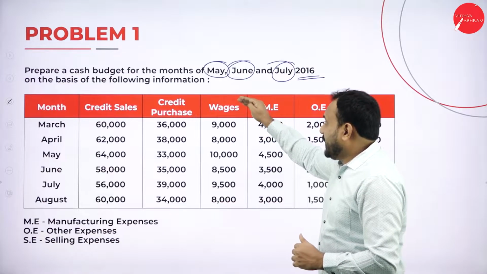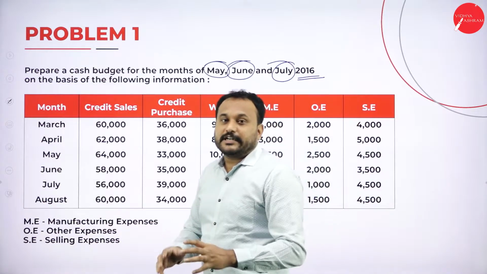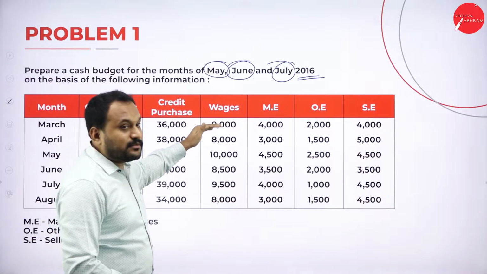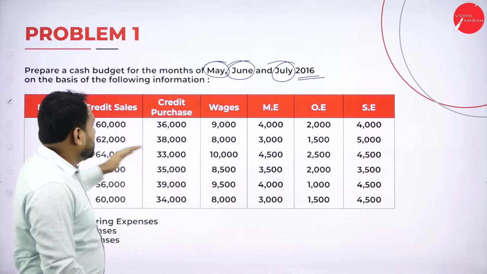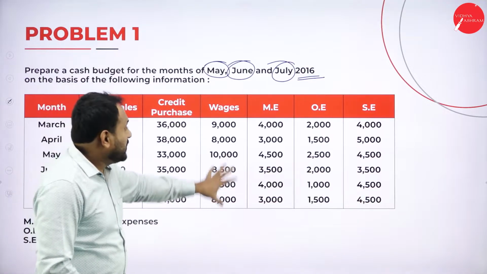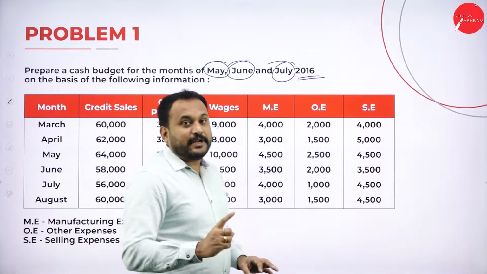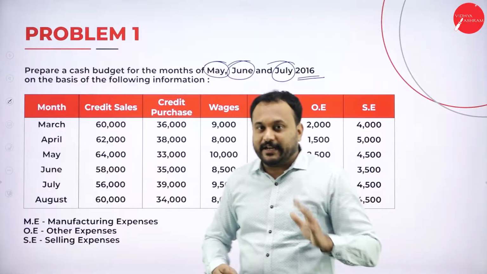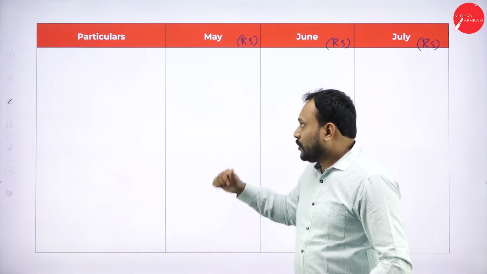Next thing is wages. Now my people have worked and I'm supposed to pay them wages. I have paid 9,000 in the month of March. April is 8,100, then 8,500, 9,500 and 8,000. But I need to check the adjustment. What was the month when I have paid it? So let's go with the working here.